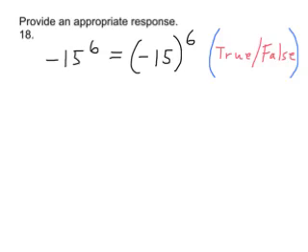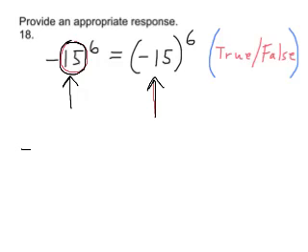Negative 15 to the 6th power: the only thing that's taken to the power is the base. The base here is 15. In this other case, the base is a negative 15. So here, it's the 15 going to the 6th power, and then that's a negative. But here it's the whole negative 15 to the 6th power. Now, will that give us a different answer? So let's just write it out and see.